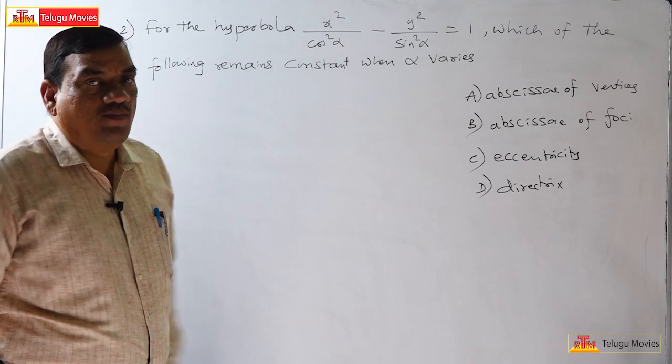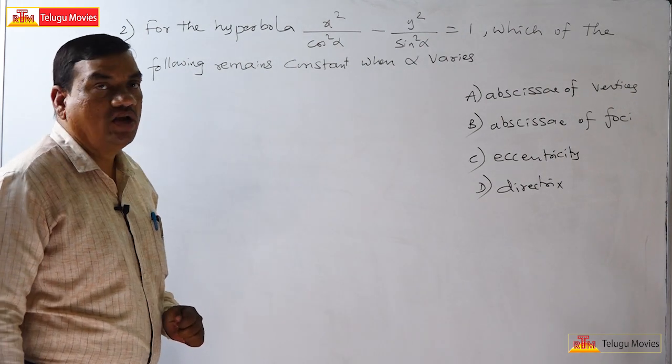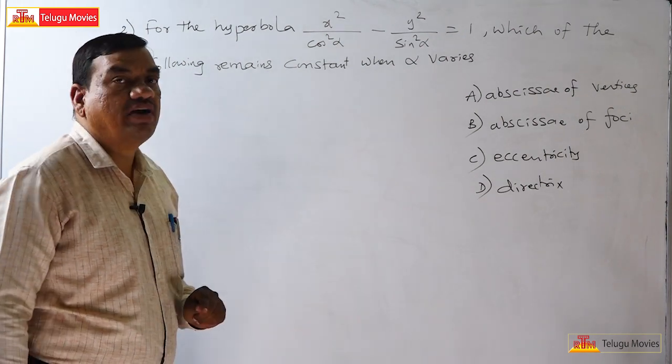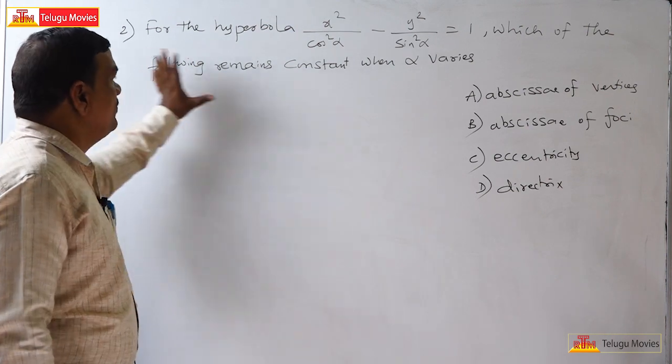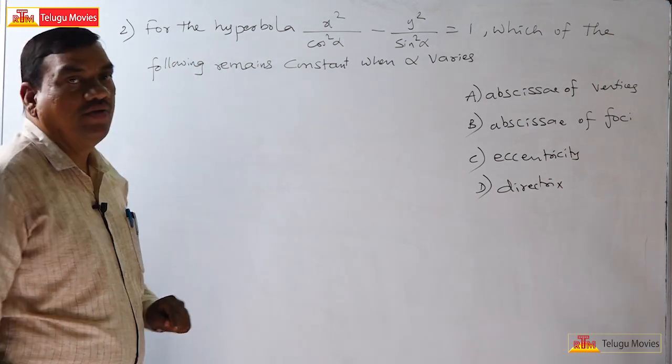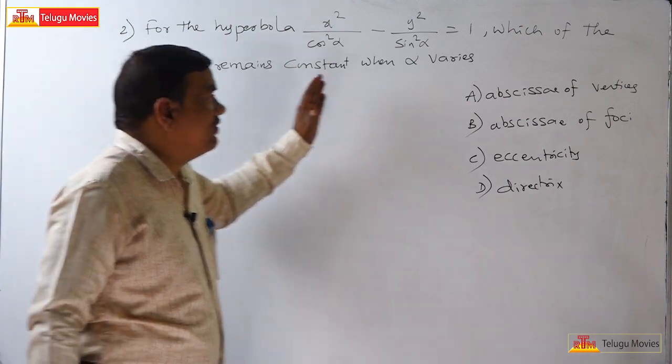Hi students, welcome to this problem. For the hyperbola x square by cos square alpha minus y square by sin square alpha is equal to 1, which of the following remains constant when alpha varies? When alpha varies, which of the following will remain constant?